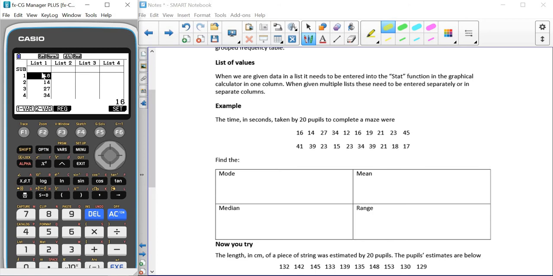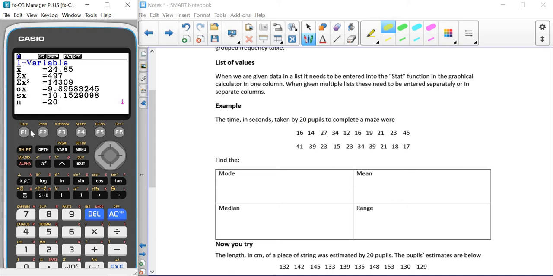Now, like I was just saying, we only have one variable, which is the time it took to complete the maze, so we go into 1 var. And now we need to make sure that we're reading off the correct values. So for our first value, for the mode, we are going to have to scroll all the way down in our graphical calculator until we get to this line here that says mod.